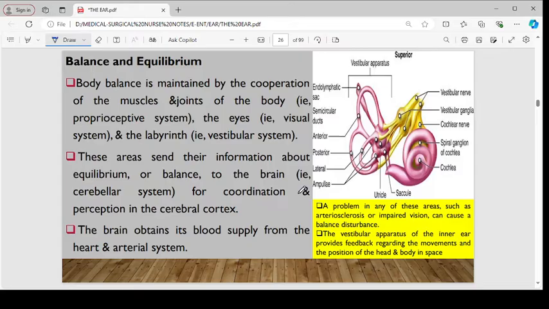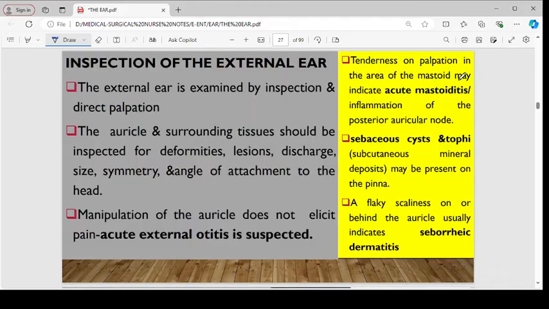Then the brain obtains its blood supply from the heart and the arterial system. A problem in any of these areas, like atherosclerosis or impaired vision, can cause balance disturbance. The vestibular apparatus of the inner ear provides feedback regarding the movement and the position of the body and the head, right? Okay.